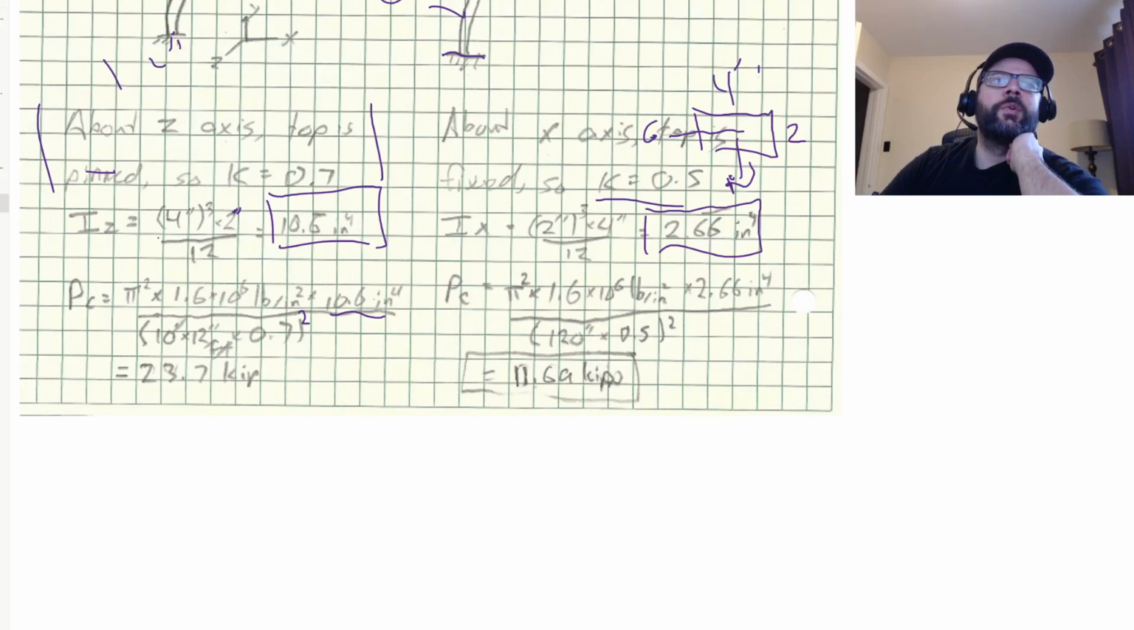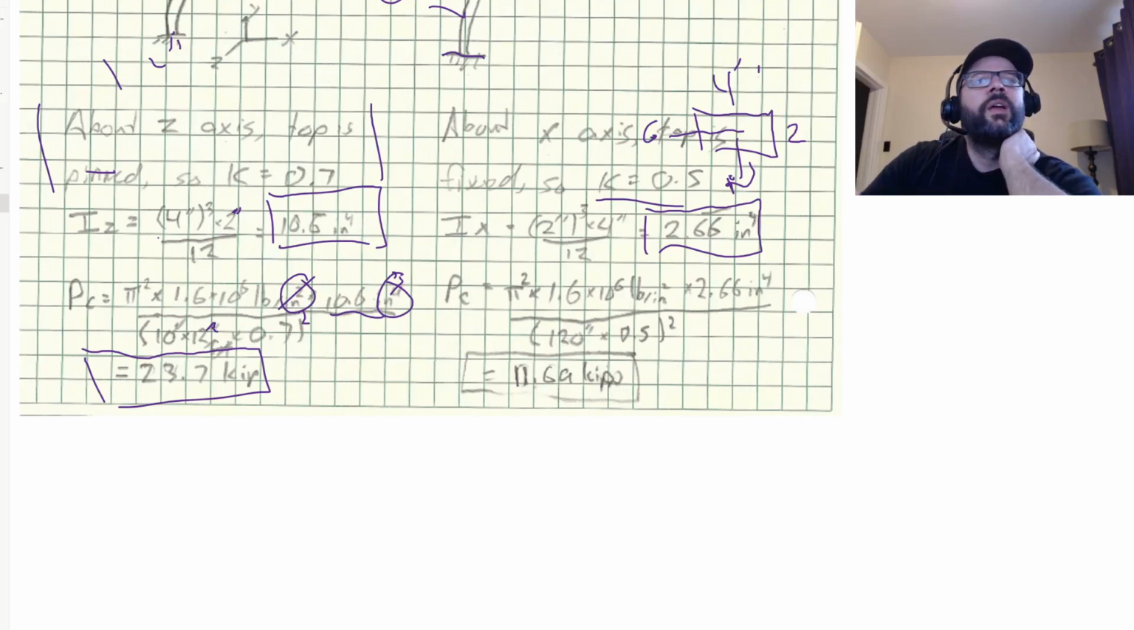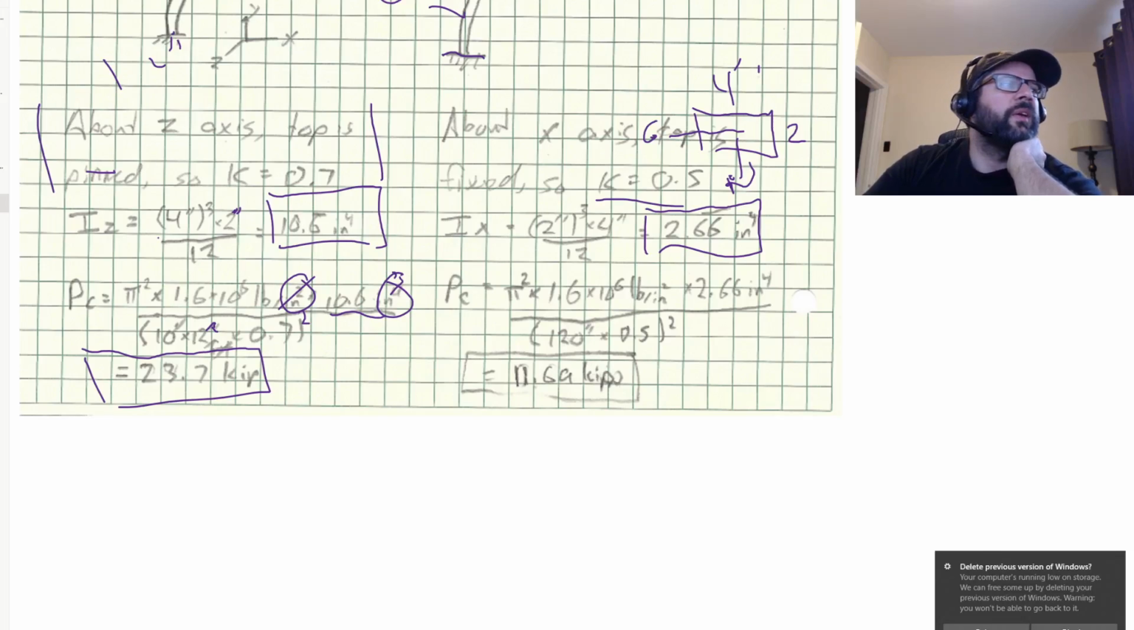We got inches to the fourth here. We got minus 2 down here, so I can cancel out 2 of those, and then inches squared down here too. So all that works out to give us a value of 23.7 kips is what we're going to be able to see if the only failure mode was rotation about the z-axis.